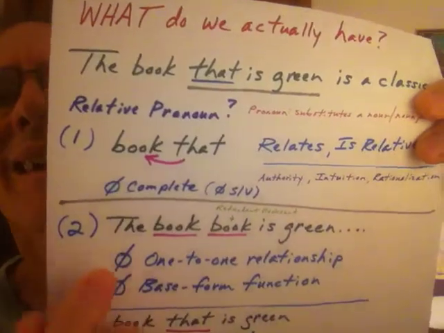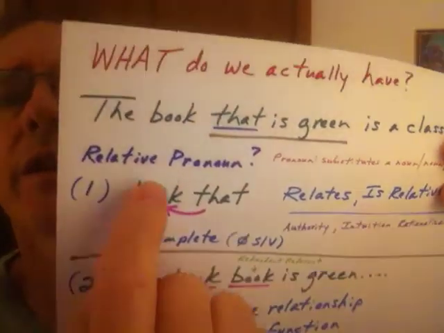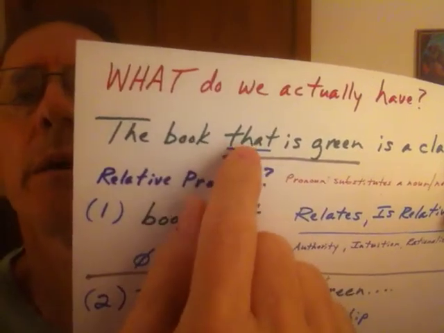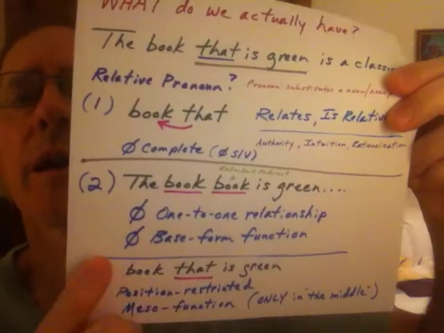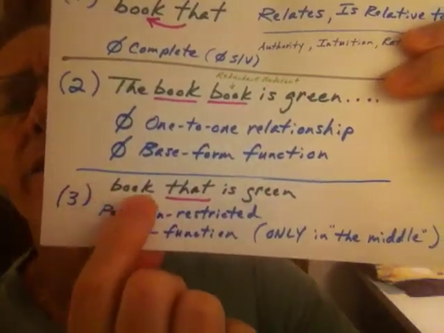All right? Now we look at it from a slightly different perspective. We put the word book in where the word that is, okay? And then we get the book is green. You see, you put the word book in here because this is supposed to be a pronoun sitting in for this word here. So you have the book is green. Well, there's a problem there. The problem is you don't have that one-to-one relationship that we mentioned earlier, right? And you don't have a base form function anymore. So let's look at a third way of perceiving what we really have in the traditional or contemporary sense, okay? We have book that is green.